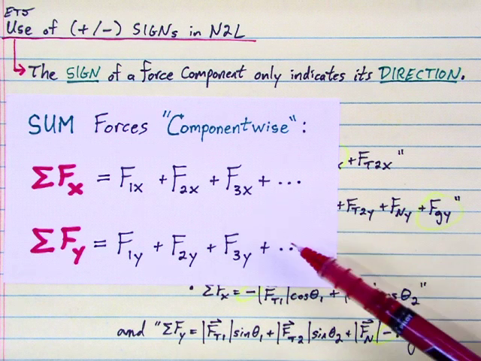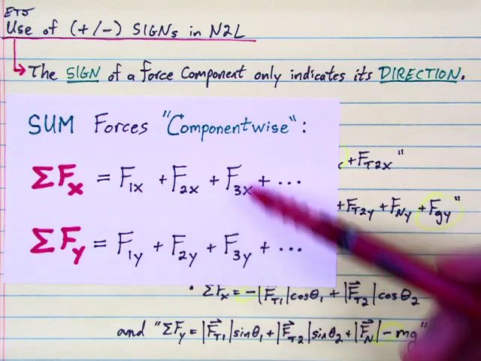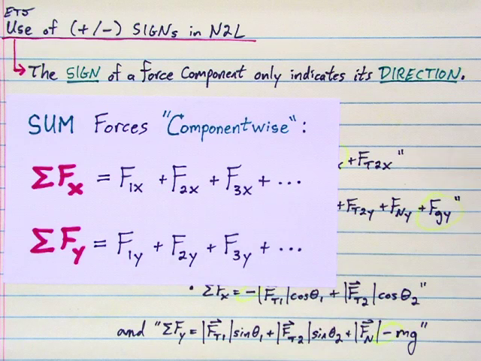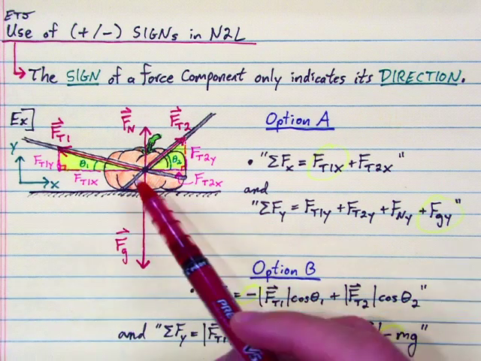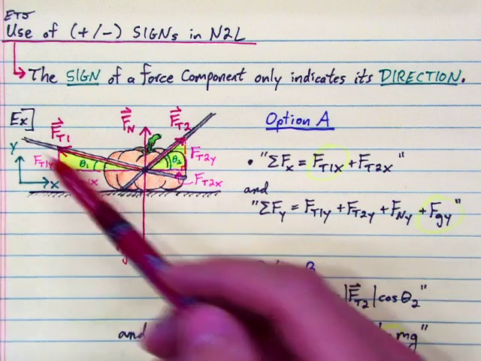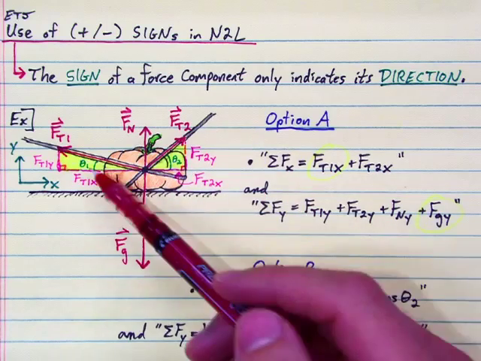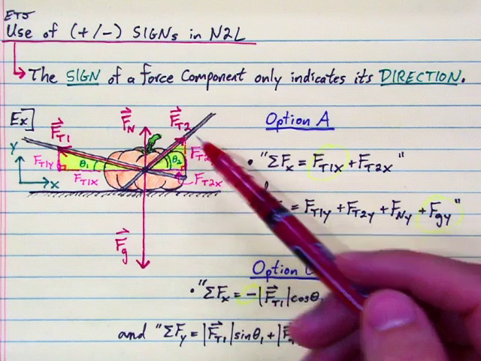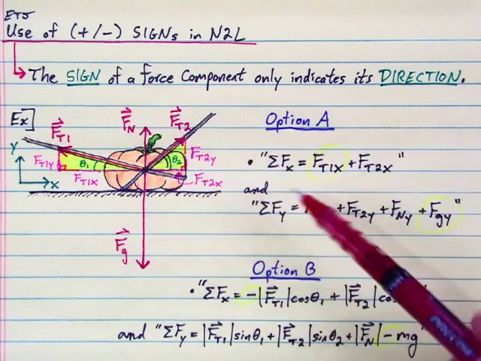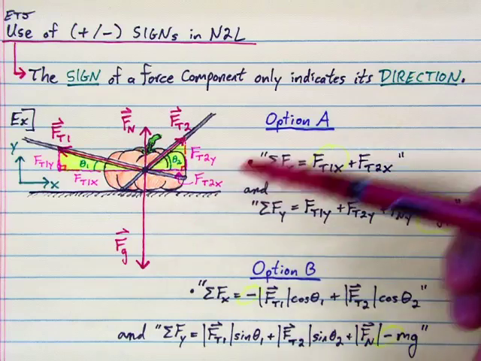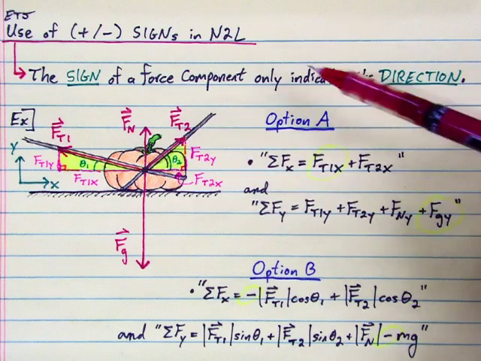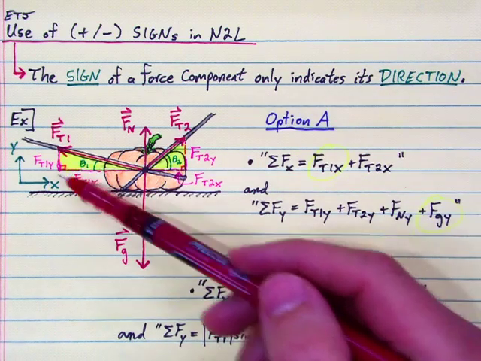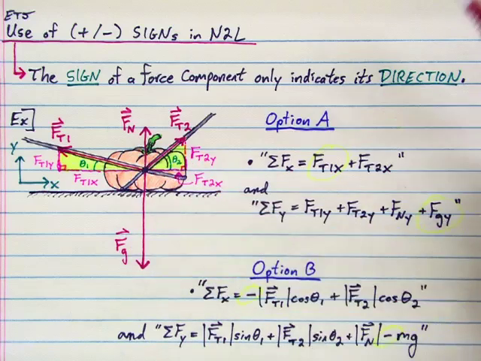You have some freedom to choose how you indicate direction here, but whatever you do must be consistent, clear to you, and clear to the reader. So, an example. Here we've got a pumpkin being pulled by two ropes in two different directions, two different angles here, two different forces of tension, also a force of gravity and a normal force. When you write out the sum of forces in Newton's second law, you've got a couple of options with how you indicate the sign of each of these forces or force components.